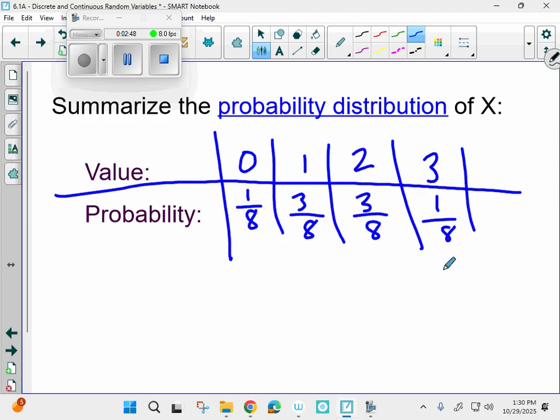So, in case you forgot, a probability distribution always lists. I was supposed to take attendance before we left. Oh, I'm recording this.